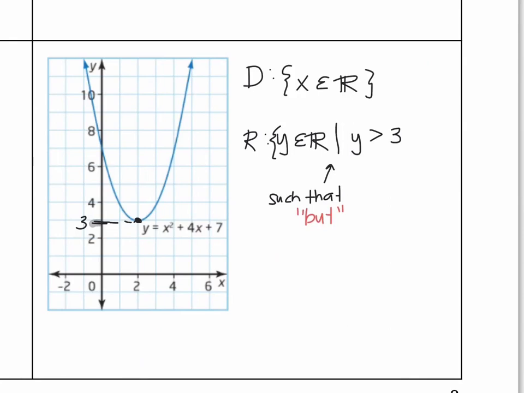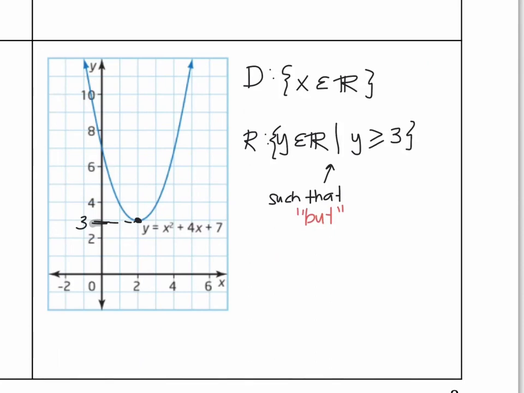Whenever you write a greater than or less than sign, you want to ask yourself, can it also be equal to? So taking a look at 3, can y also be equal to 3? Well, yes, it can, because the point (2, 3) is on this parabola. So we're going to put an equal to sign and then close our bracket.